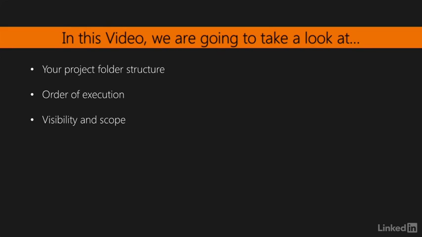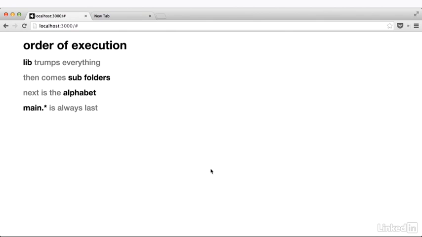We're now going to look at the order of execution. Okay? Depending on what your folder structure looks like and what your files are named, they will actually execute in a different order. There are 4 orders of execution. The first one has to do with the lib folder itself. The lib folder trumps pretty much everything else. If something is inside of a lib folder, it will run first.